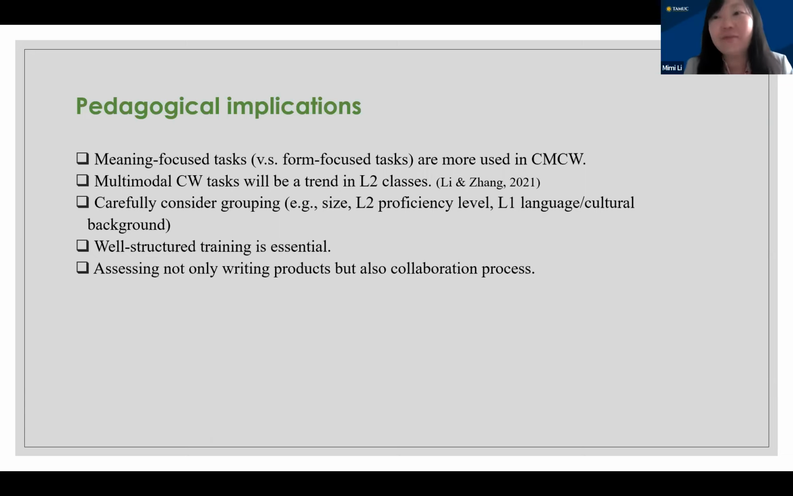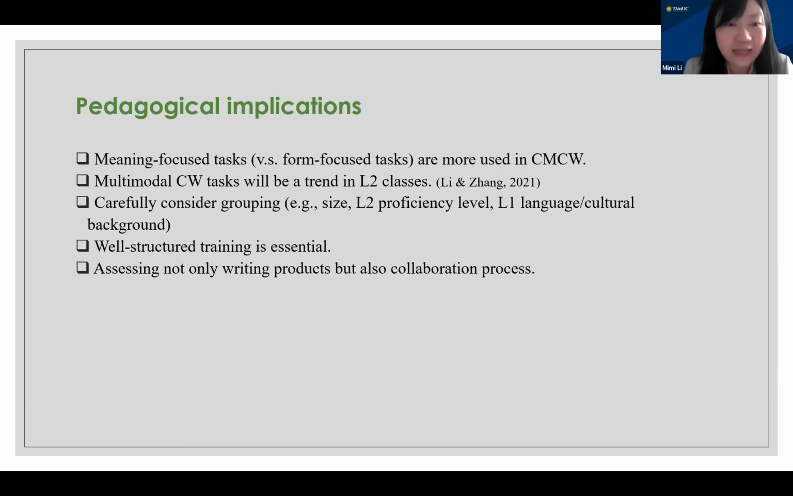And if you want to do collaborative writing, you should carefully consider grouping. For example, the size of the group, second language proficiency level, and their first language and cultural background. All of these should be considered. And also, well-structured training is important. We should train students not only how to use technology, but also how to use technology to collaborate during the whole process.